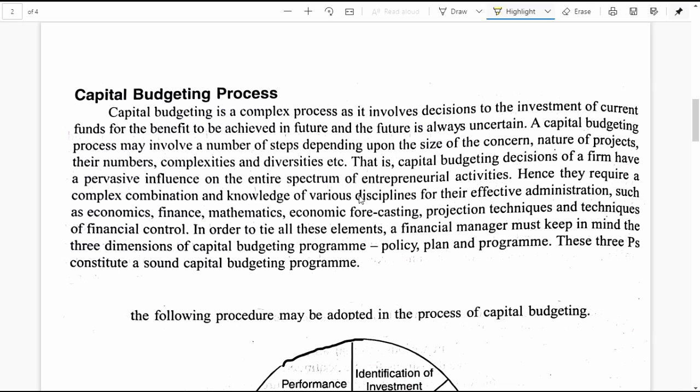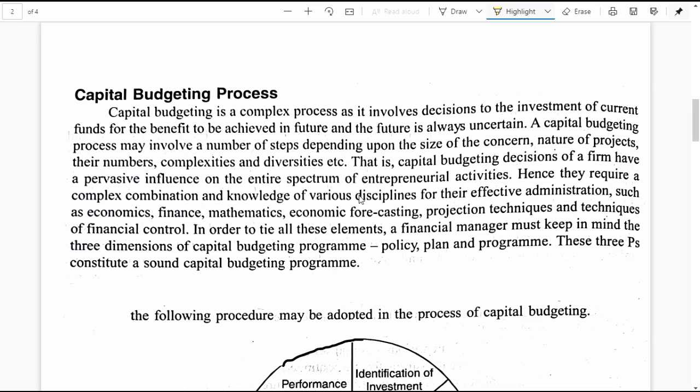A capital budgeting process may involve a number of steps depending upon the size of the concern, nature of projects, their numbers, complexities and diversities, etc. That is, capital budgeting decisions of a firm may have a pervasive influence on the entire spectrum of entrepreneurial activities. Hence, they require a complex combination of knowledge of various disciplines for their effective administration, such as economics, finance, mathematics, economic forecasting, projection techniques, and techniques of financial control, etc.